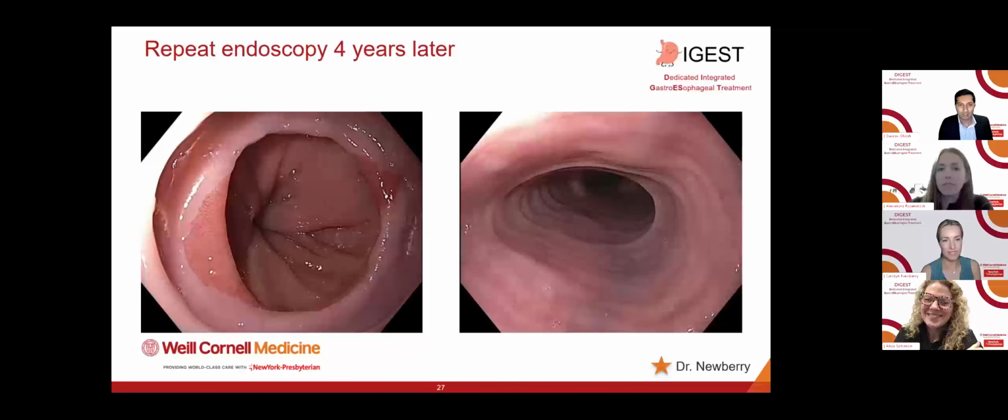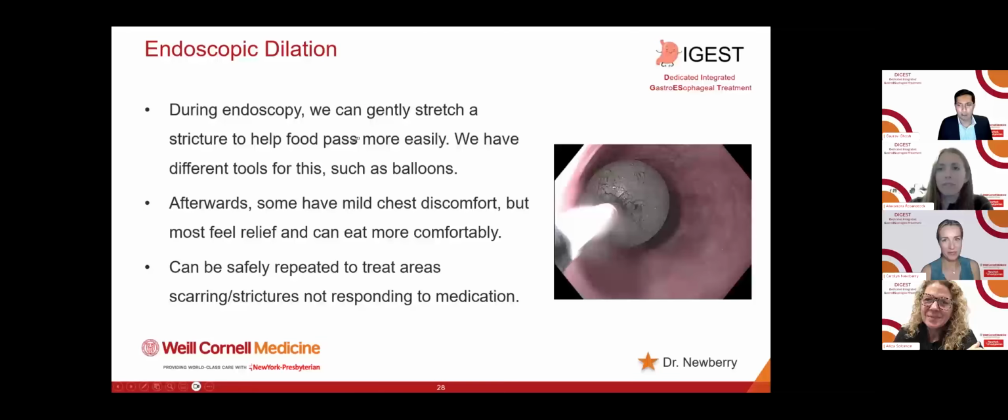So, next slide. After we see this stricture here, Dr. Newberry will talk to us a little bit about how we might go about treating it. Sure. Sometimes strictures happen even in people that are taking their medications and following up with us, because that can be part of the disease. And unfortunately, we do have ways to treat these strictures. We can stretch out the narrowed part of the esophagus using something like a balloon. And you can see a picture here.